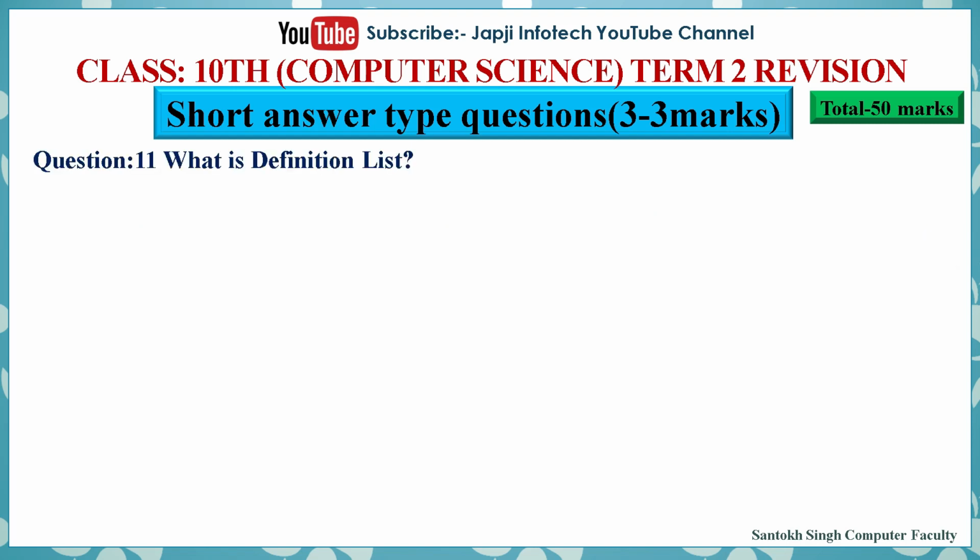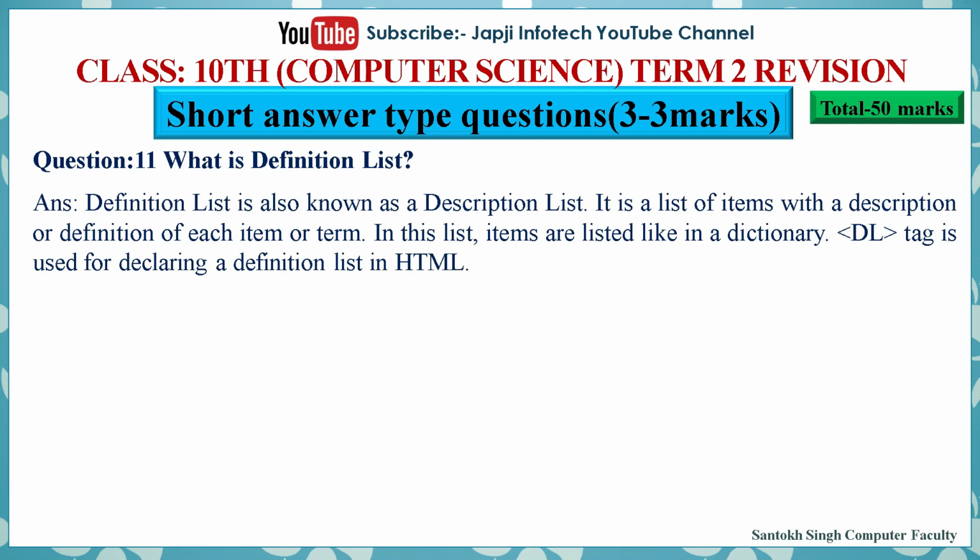And the 11th question is what is a definition list. So a definition list is also known as a description list. It is a list of items with a description or definition of each item or term. In this list, items are listed like in a dictionary. So the DL tag is used for declaring a definition list in HTML.